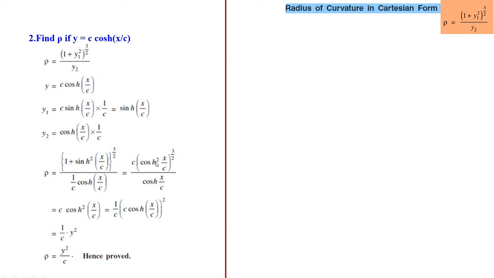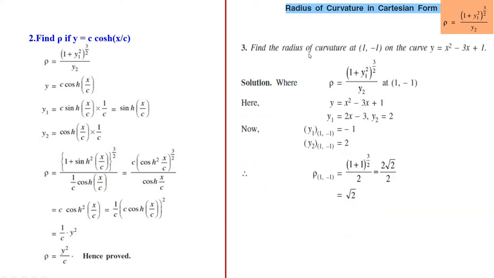Because we are cancelling, see in the numerator you have hyperbolic cos cube, here hyperbolic cos, so cancelling one hyperbolic cos, you have this, and you can further have it, because if you are asked to show something, show that rho is equal to y square by c, something like that, then further simplification needs to be done. Otherwise it can be stopped at this stage.